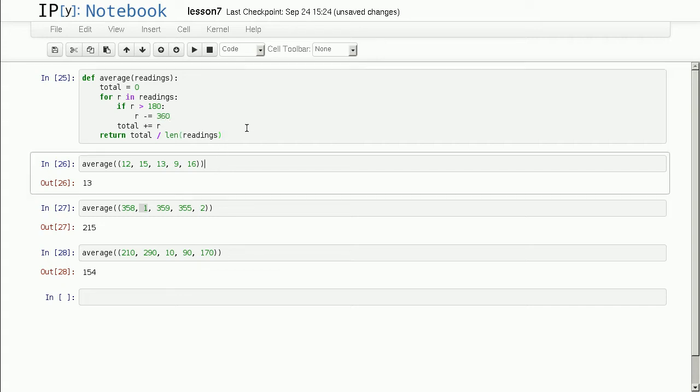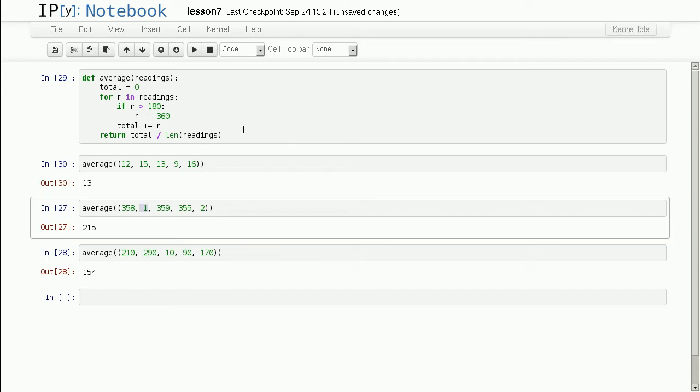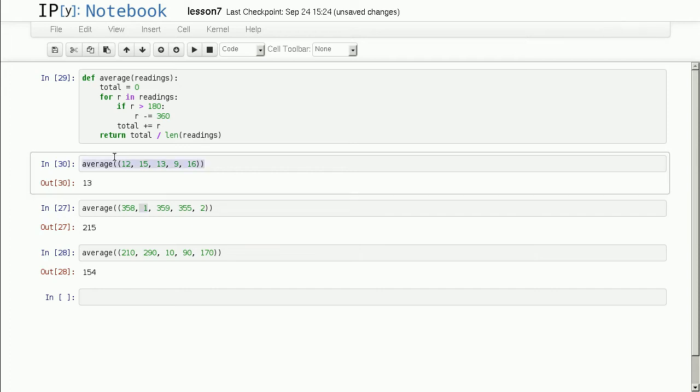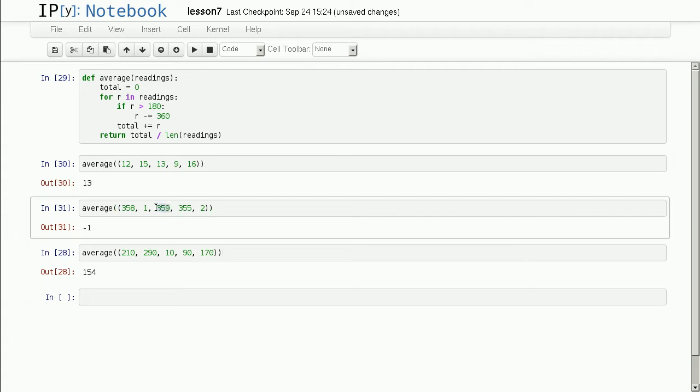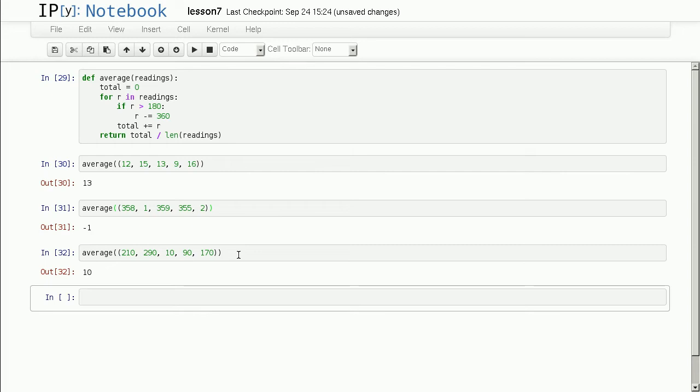Now, if I execute the first set of readings, yep, it gives me the same result, 13. And the second set of readings gives me -1. Hey, that looks good. That's very close to 0. -1 degrees is the same thing as 359 degrees. And let's see, the third set now gives us 10 degrees. I'm not really sure if that's good or bad.